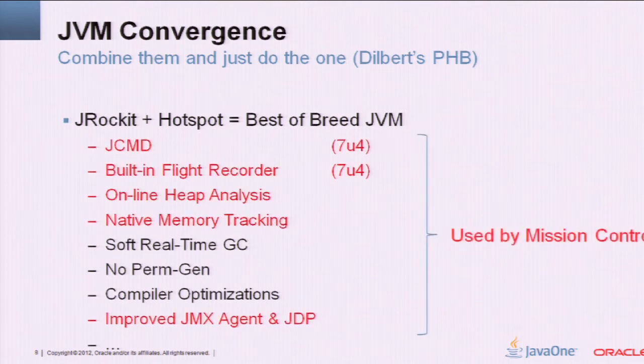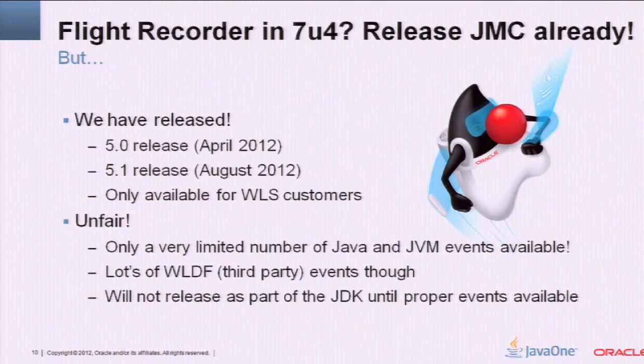But if you look at it, a lot of these technologies are basically used by or consumed by Mission Control. So if we had Flight Recorder in 7u4, why haven't we released Mission Control yet? And we have released, actually. We have released the 5.0 release in April, the 5.1 release in August, but we only made them available to WebLogic Server customers. On My Oracle Support it's available. And you might think that is unfair, but the reason is really that we don't have enough of the event integration in the HotSpot JVM yet to release it. So if we released it now to you guys, you would go, but there is nothing there, and just be very unhappy about what Mission Control is. So we will release eventually, but we will release when the critical events are available in the HotSpot JVM.